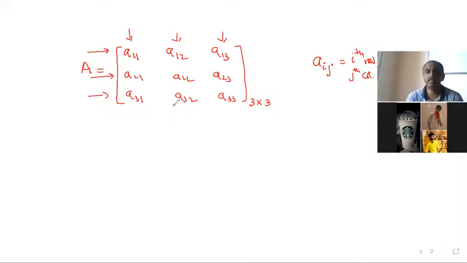But do not think that matrix and determinants are equal. They are not the same stuff. They are entirely different stuff. In determinants, we have a value. In a matrix, there's no value. It's only a collection of data.